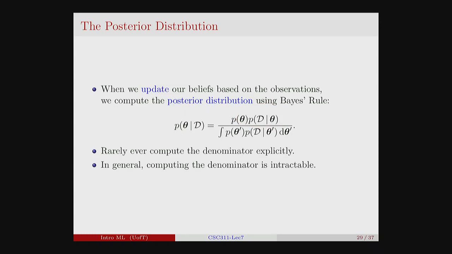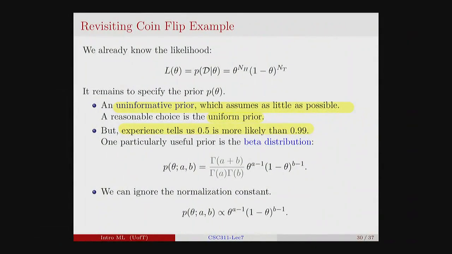In practice, we'll rarely ever compute this denominator explicitly, and in general, as you go on into more advanced versions of this class, you'll find computing the denominator tends to be intractable. But for now, let's just say we're interested in doing the estimation process for this posterior distribution. What does this actually look like? Well, we already know what the second term looks like, which is the likelihood. And the likelihood of observing NH heads and NT tails under a Bernoulli random variable is given to you by this equation.